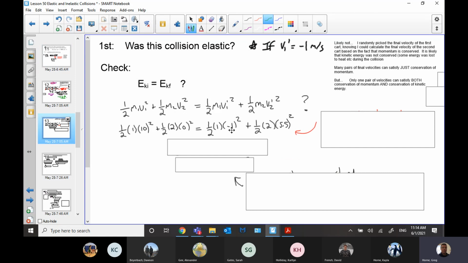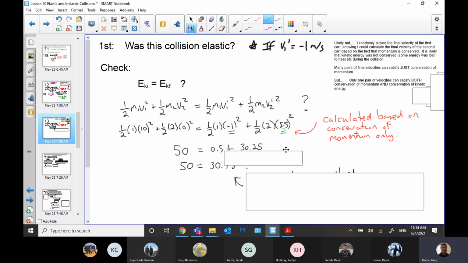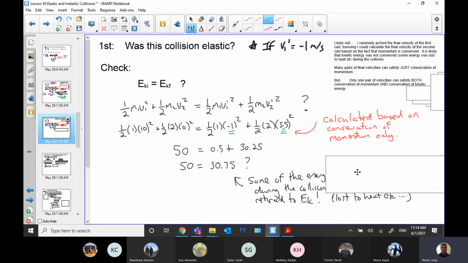So if I chose the -1, we calculated in the previous lesson that 5.5 was the corresponding velocity. So in a more realistic case, a -1 corresponds to a 5.5. When I calculate out the energies, I end up with a more common answer: we had 50 joules of energy, and we ended up with only 30.75. So we've lost some energy. What did we lose it to? Heat. Some of the energy stored during the collision is not returned to kinetic energy, so we've lost some to heat, sound, whatever.